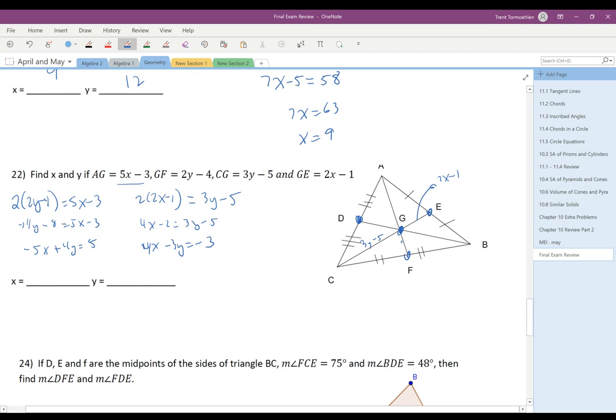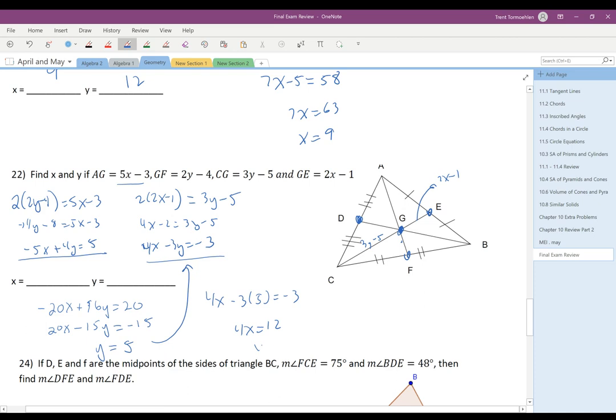So I'm just going to multiply this one by 4 to get negative 20x plus 16y equals 20. And this one times 5 to get 20x minus 15y. We multiplied by 5, so that's going to be negative 15. And so that's going to give me y equals 5. And if y equals 5, then I can find x by plugging it back in here. So 4x equals 12. So x equals 3. So x is going to equal 3, and y equals 5.